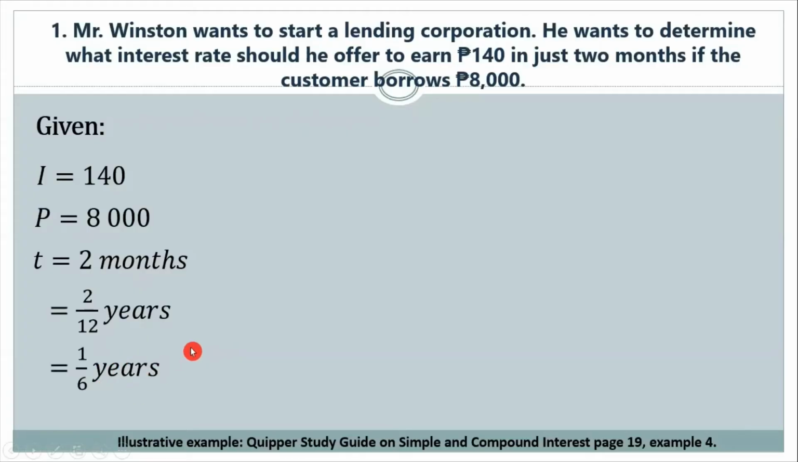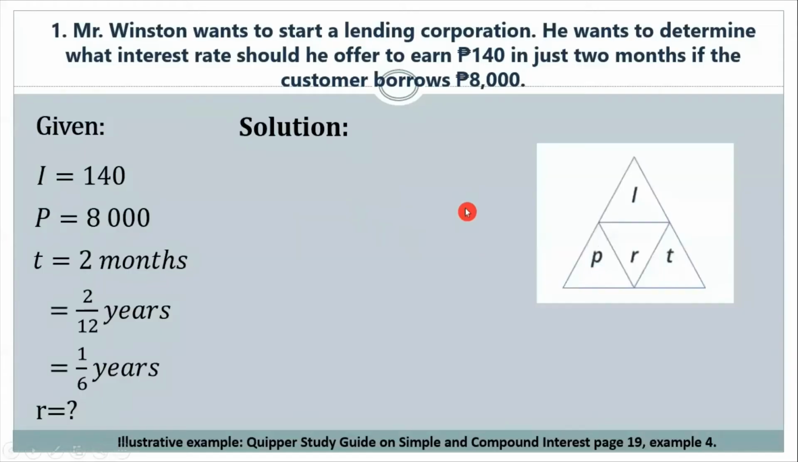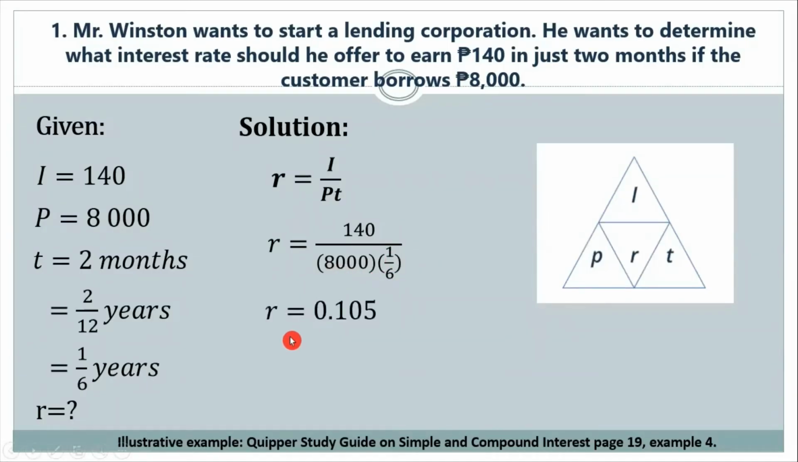Okay? So we are looking for the interest rate. So how to solve this problem? We just have to review the formula for interest, and that is equal to PRT, right? So you can use this triangle to easily identify or derive the missing information. Since we're looking for the value of R, that is just equal to I, or the interest, over P times T. So just substitute the given facts to the formula. So we have here 140 divided by the product of 8,000 and 1 over 6. And it will give us an answer of 0.105.